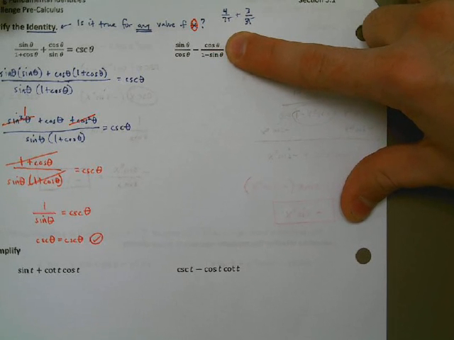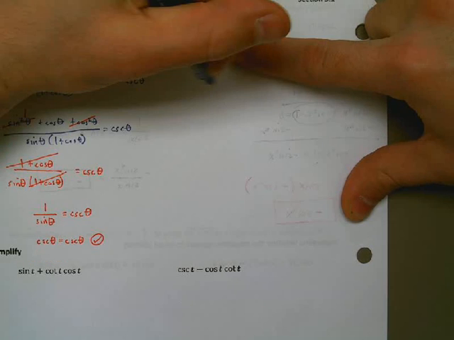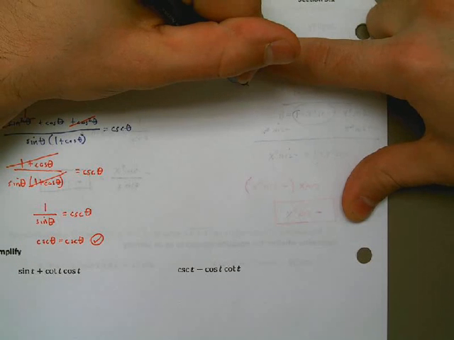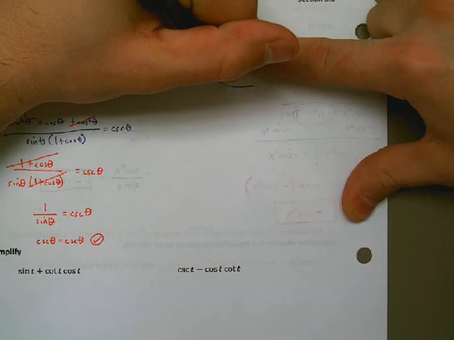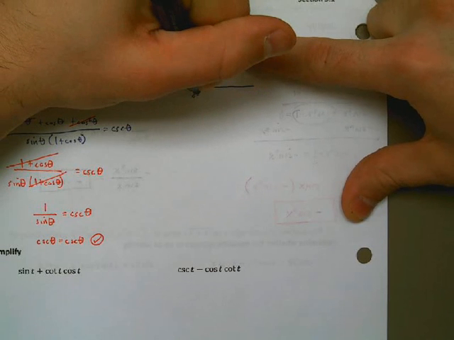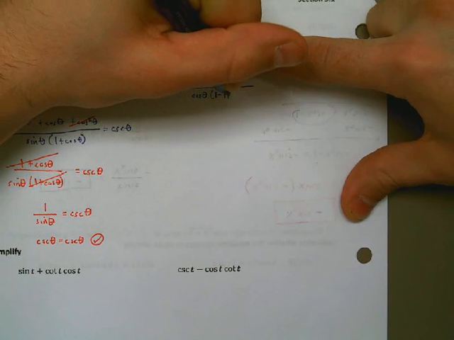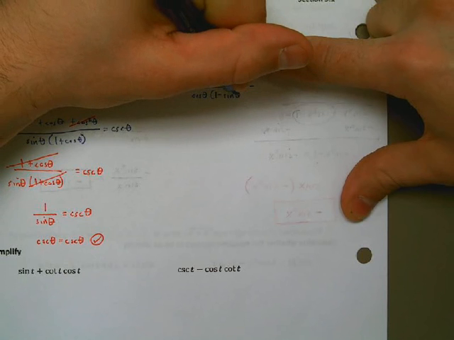Now I need to subtract cosine theta times, and I look at this and I say, okay, it has the 1 minus sine, but it's missing the cosine theta that I need to get the common denominator. So I need to multiply this times cosine theta. Go finish out my fraction line. And so there's the left side. I'm only working with the left side here.